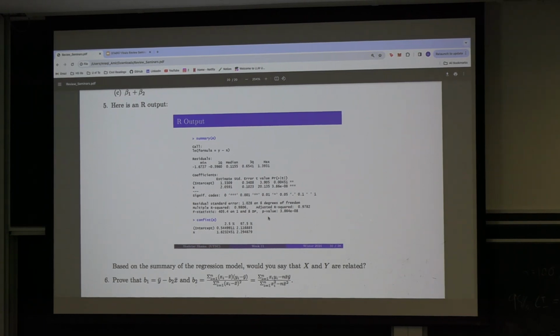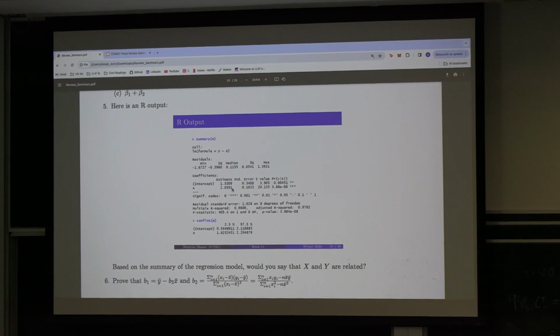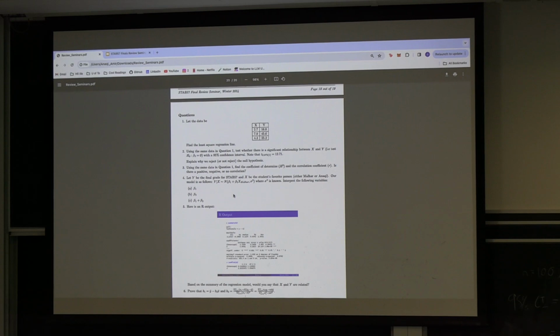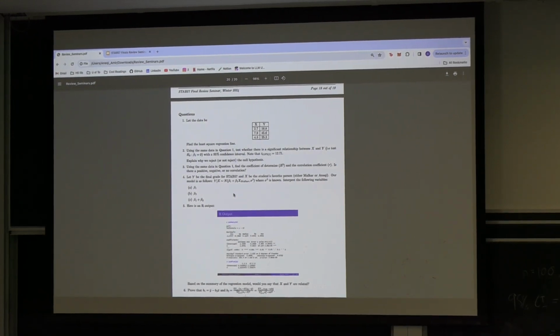What courses have done in the past is that they blank out one of these values and then they ask you how to get those values. So if you don't have the standard error, then you divide the estimate by the t-value, right? Okay, cool. There's a bunch of other questions here that you guys can practice, and the solutions will be up as well. But that's it for me.